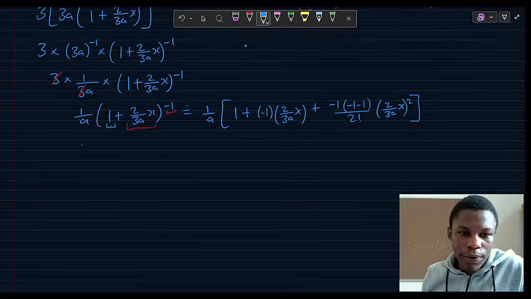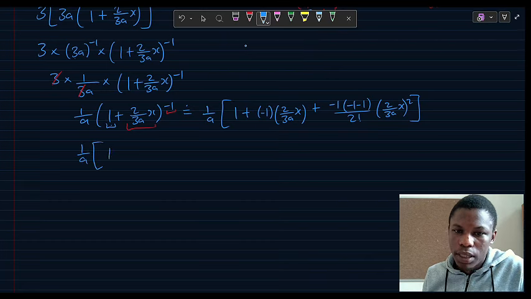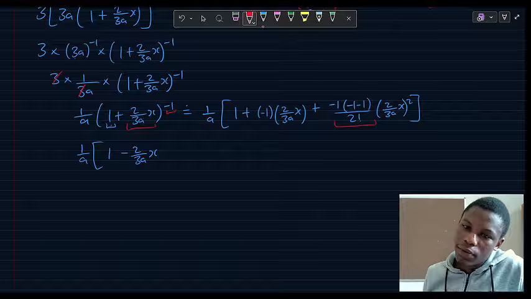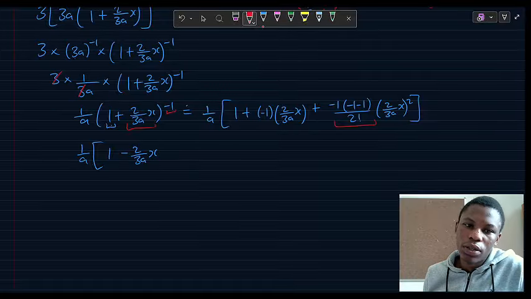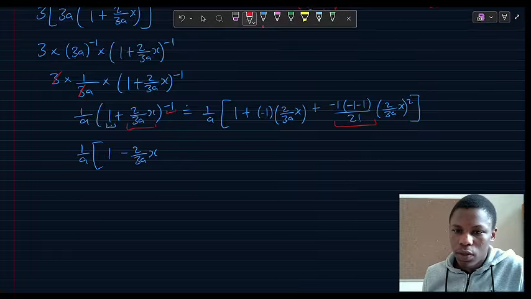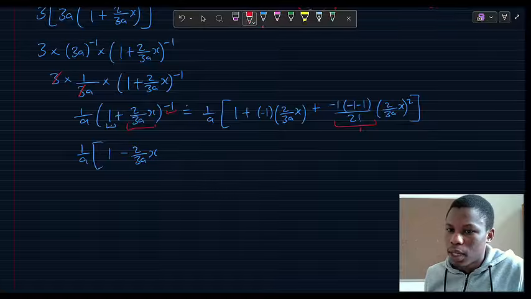So let's simplify this. So I've got 1 over a, and then I've got 1, this becomes minus 2 over 3ax. And let's simplify this here. So that's negative 1, that's negative 2 multiplied by negative 1. So I've got positive 2 over 2 factorial. 2 factorial is 2. So I've got 2 over 2. This part just becomes a 1.